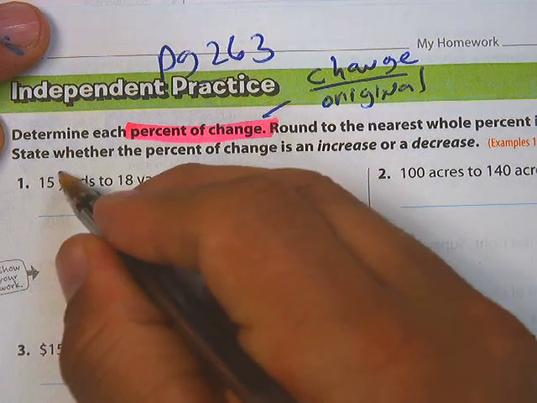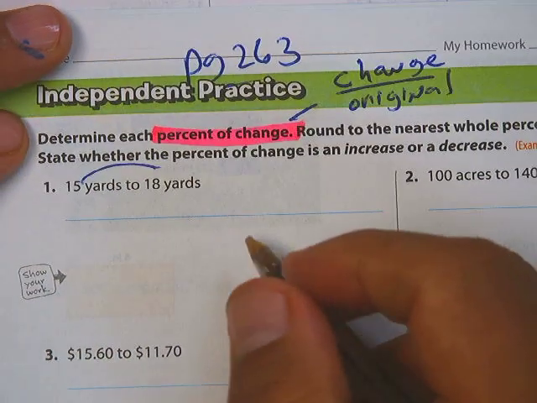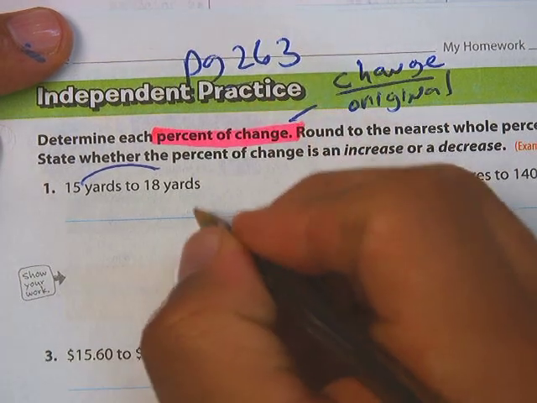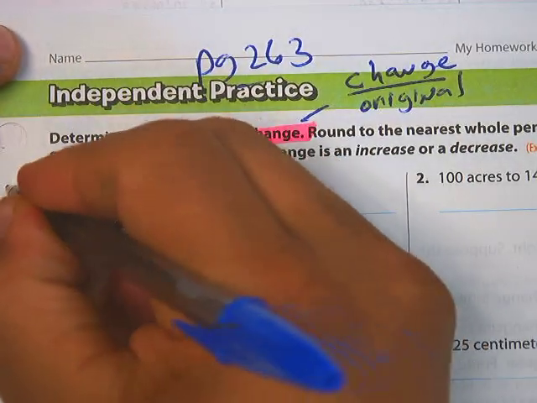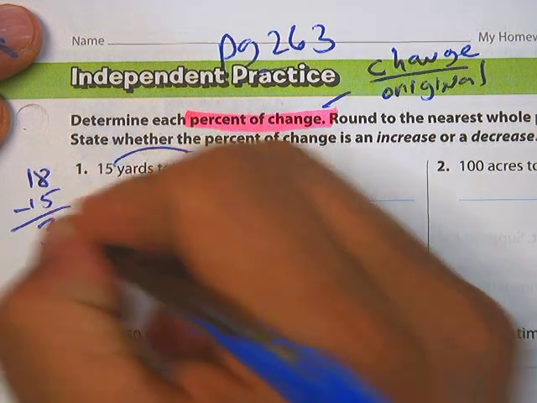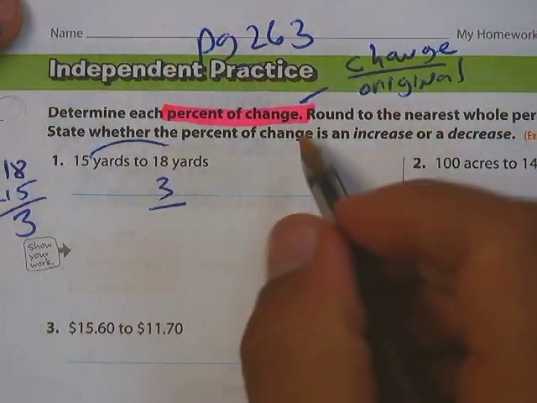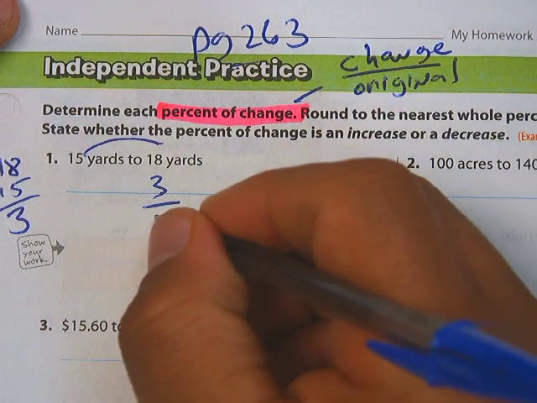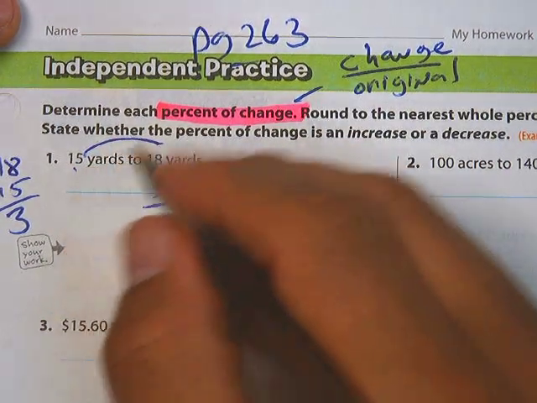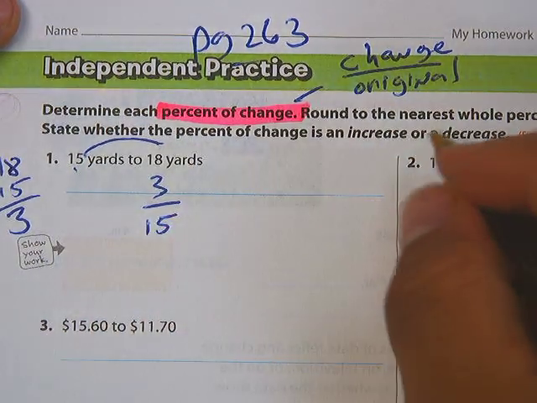So let's look at the first one there. When we went from 15 to 18, we had a change. How much did it change? It changed by 3, or I could put 18 minus 15, which is 3. So I had a change of 3, that's why the change is on top. The original, what was it to begin with? It was 15. It went to 18, but the original is 15.